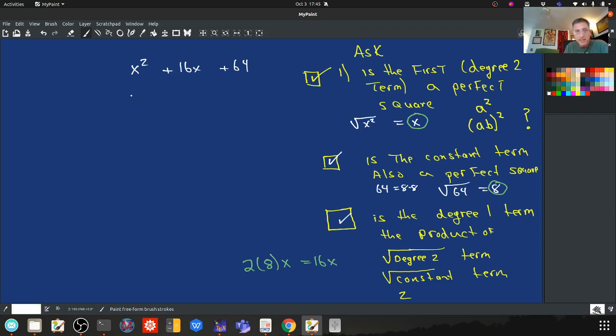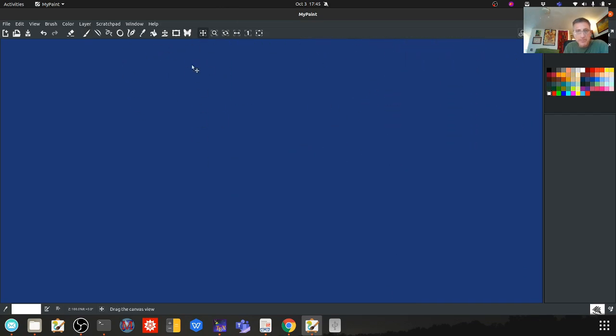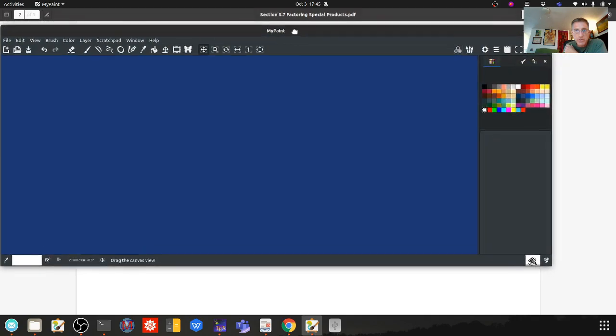So that means this is a perfect square trinomial. And all I put in here is my x term and my 8 term, and I square it. So let's do that again, except I'm not going to write those down. We're just going to use them.